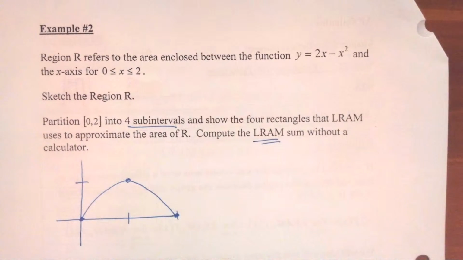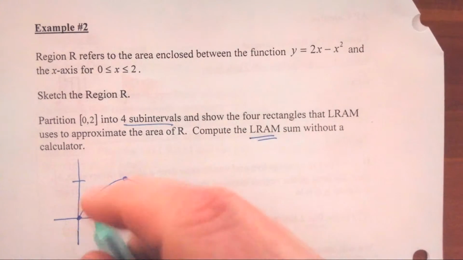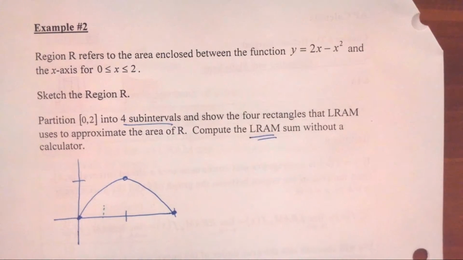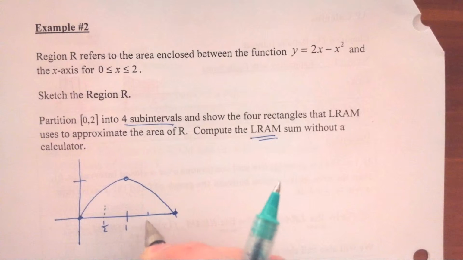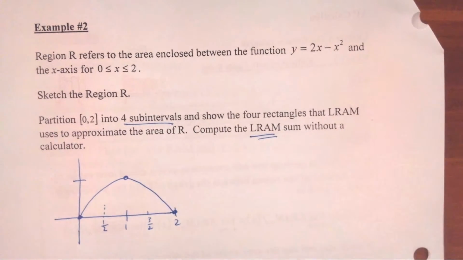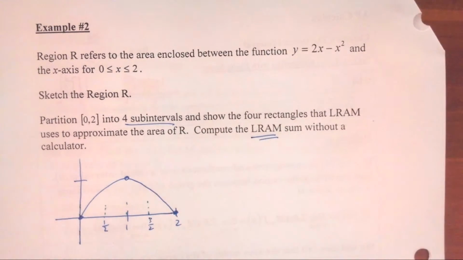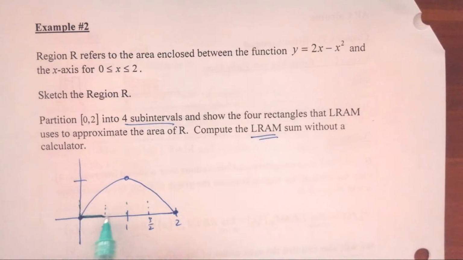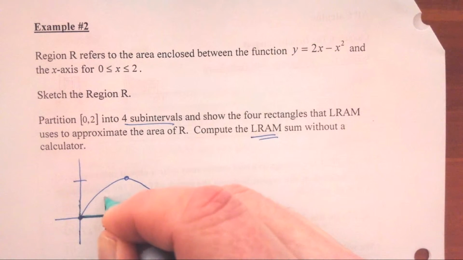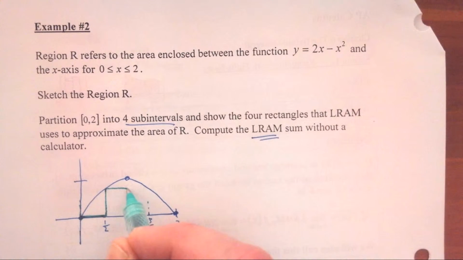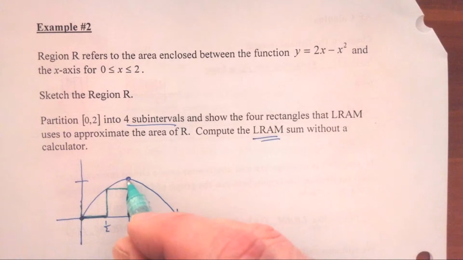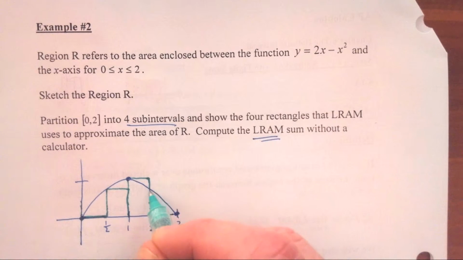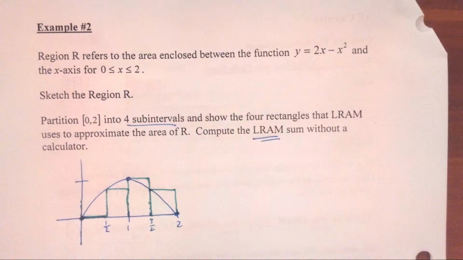And we're supposed to use LRAM with 4 subintervals. So I am supposed to take that and divide that. Let's see, this would be 1, this would be 1/2, 3/2, and 2. I'm supposed to divide that into these and build rectangles LRAM, which means in my first rectangle, I go up the left side till I hit the curve. Well, I'm already at it. This is a rectangle with no height in theory. Then I go up the left side until I hit and build my next rectangle. Then I go up the left side until I hit this, build my next rectangle. Up the left side till I hit the curve, build my next rectangle.